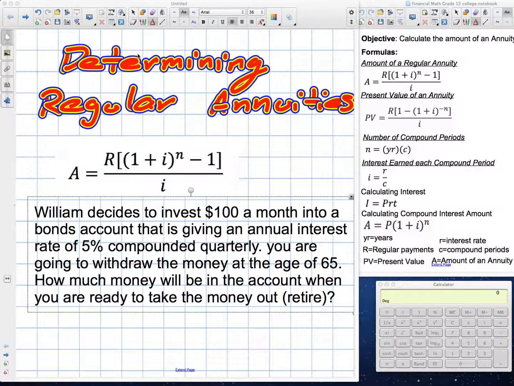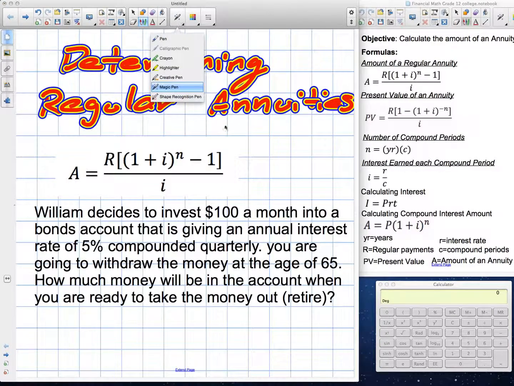All right, today we're determining regular annuities. An annuity is a little different from what we were doing before because annuities deal with putting a regular payment in. So Will decides to invest $100 a month. Before, what we were talking about is putting in a set amount of money, say $152, and just leaving it in an account for a certain time frame and letting it accrue interest.